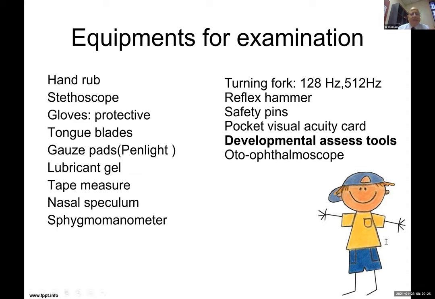For everything, even if you are trying to do a developmental assessment, it is very important. So this is your own responsibility, it must be in your hand, especially for developmental assessment if you need. And don't forget that simple, very small toys in your hand can settle any child you are examining and make your life easier.